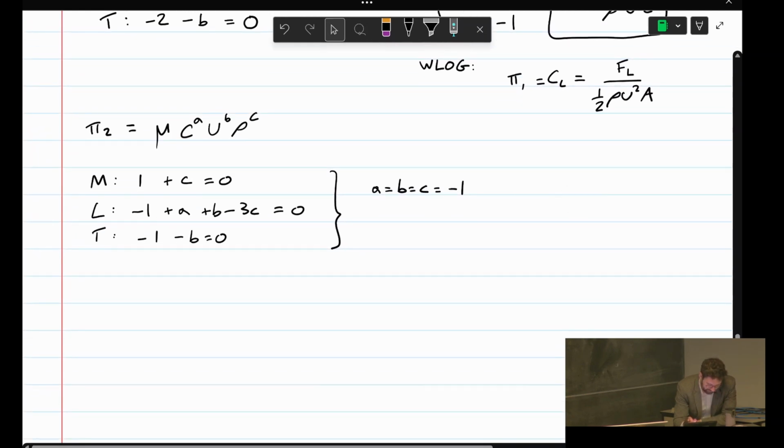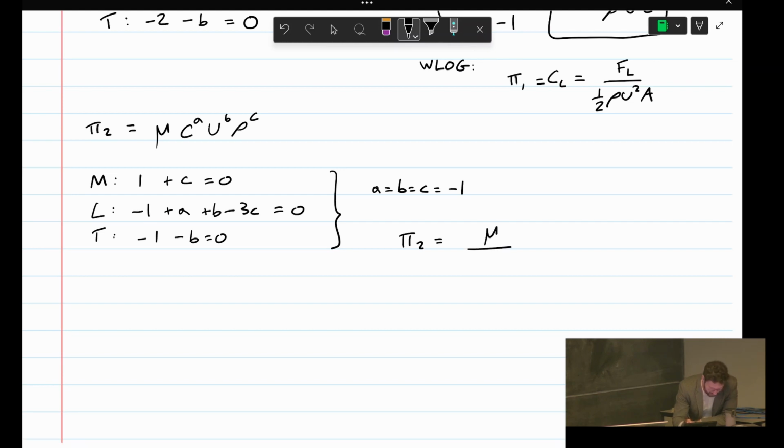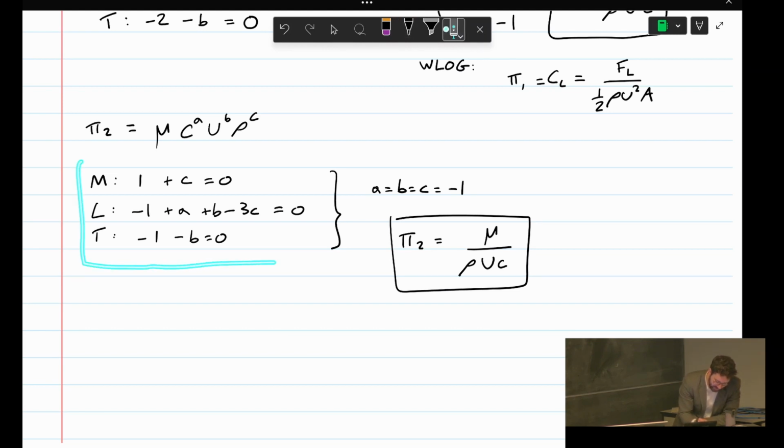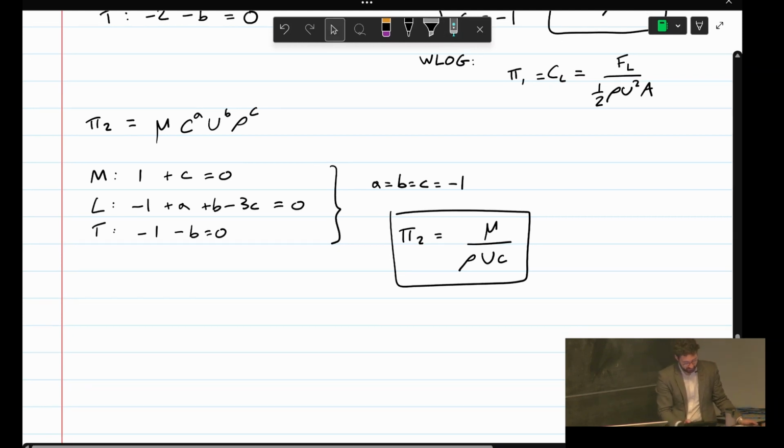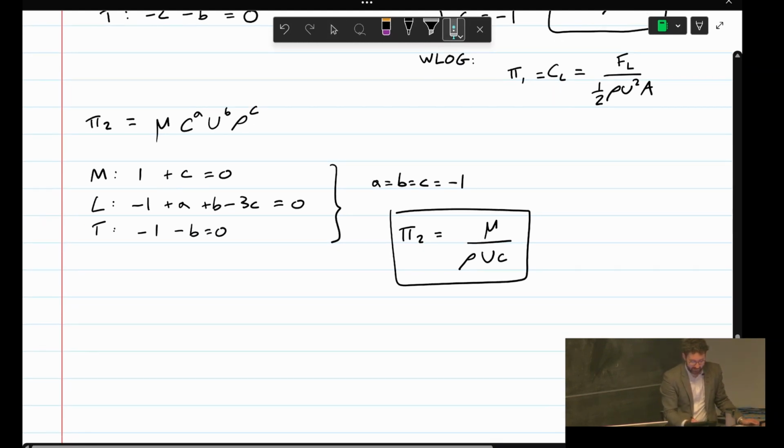Okay, so let's see what this variable is. Pi 2 equals mu over rho u c. So I sped through the system of equations there. Let me just take a step back. Does anyone have questions about how this system of equations was derived? You guys are okay with that? Okay, so let's move on to the solution of this system of equations.